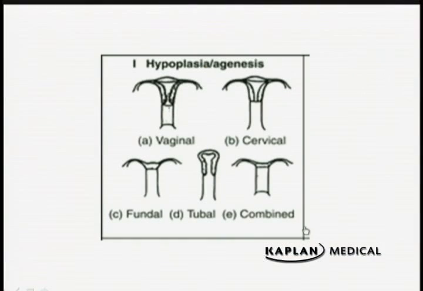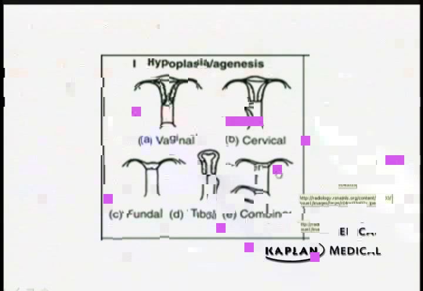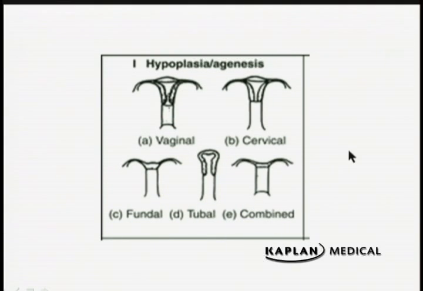If you have a Müllerian anomaly, you should do an intravenous pyelogram to see if there is a urinary tract anomaly as well. And a third of the time you will find that there is. This is an illustration of hypoplasia. This is vaginal hypoplasia. This is cervical hypoplasia. This is fundal hypoplasia. This is tubal hypoplasia, or there is no uterus and tubes here at all.